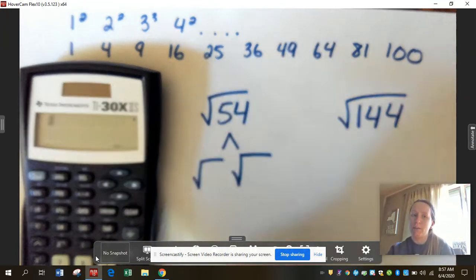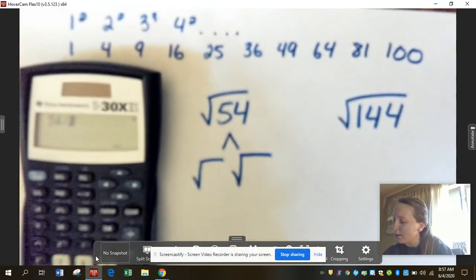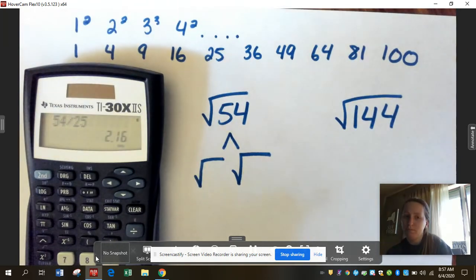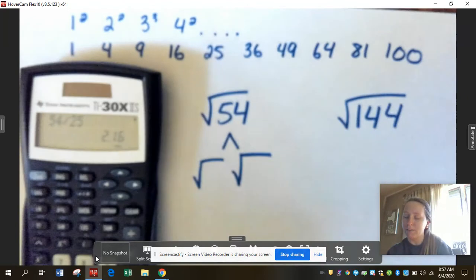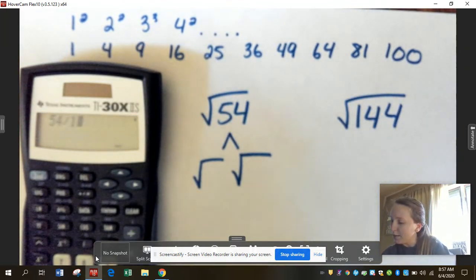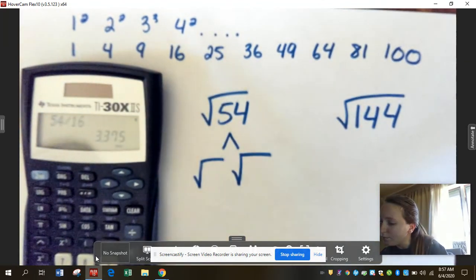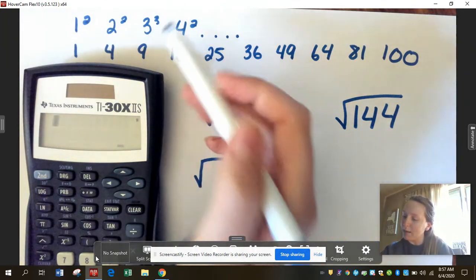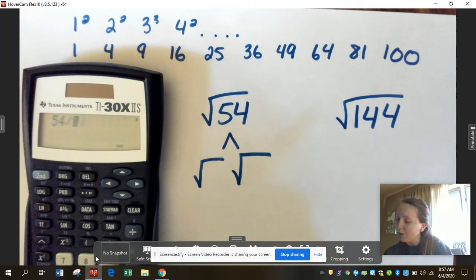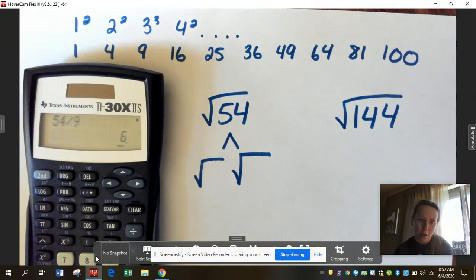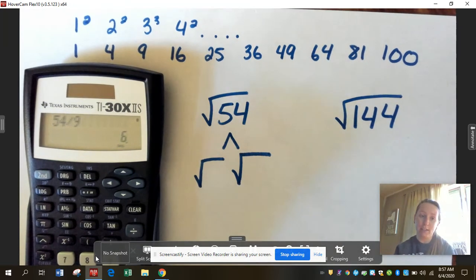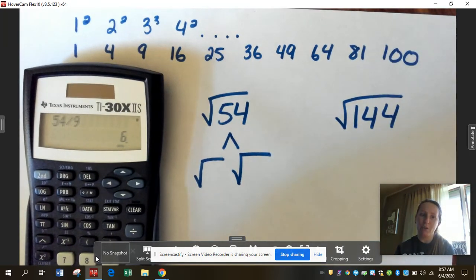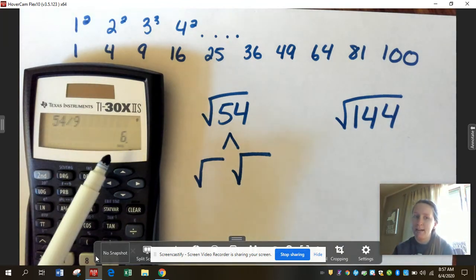Let's try 25. 54 divided by 25. Nope, not a long decimal, but still a decimal, so it's not 25. Let's bump down to 16. 54 divided by 16. Nope. Still a decimal, so it's not 16. Bump down one more. 54 divided by 9. There we go. It took us a little while to get there, but it's worth it doing it that way. So 54 divided by 9 equals 6.